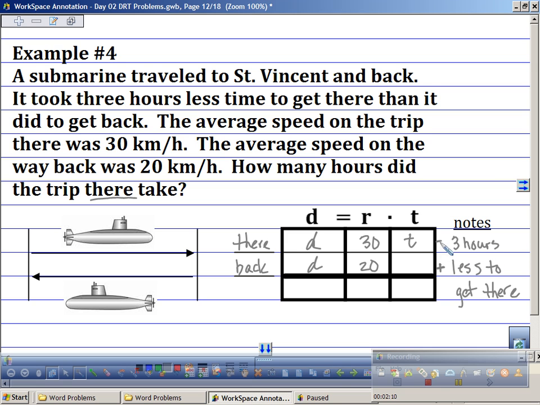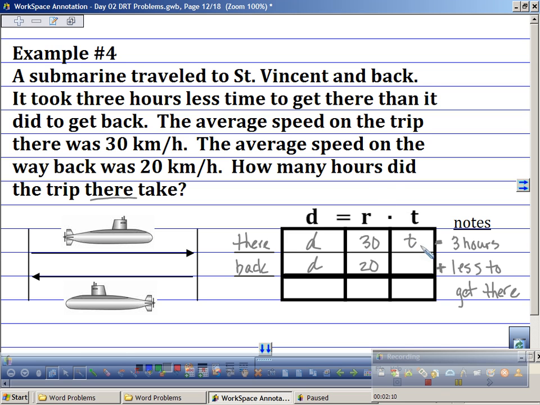This says 3 hours less, but look at my little marks here. This took less than this. The time here should be more than the time here. If that doesn't make sense to you, put real numbers in there. Just make it up. How long do you think it took them to get there? 4? It took 4 hours to get there.